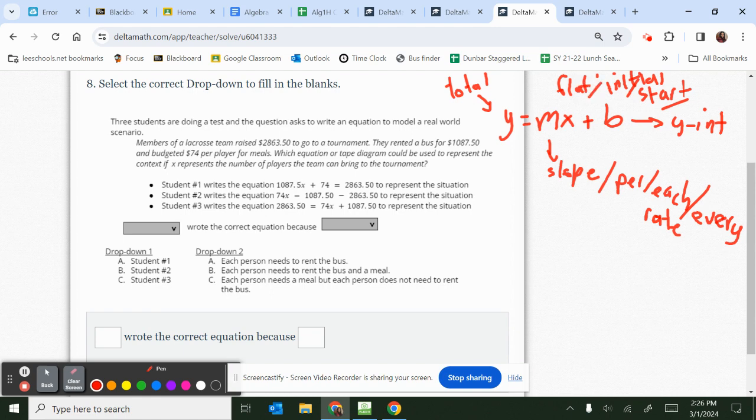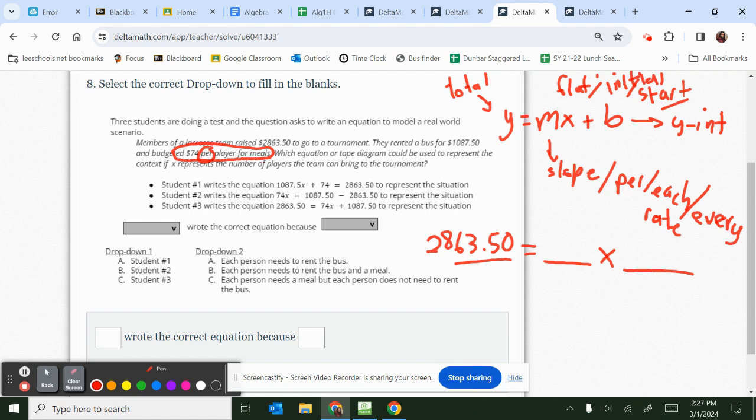So we're going to make an equation where some total equals some slope times x plus some y-intercept. Your total is the easiest thing to identify because it's your largest amount, so my total is the 2,863.50. Now we look for our rate, or our slope. What do you think represents our slope? Yes, the 74, because it says $74 for meals per player.